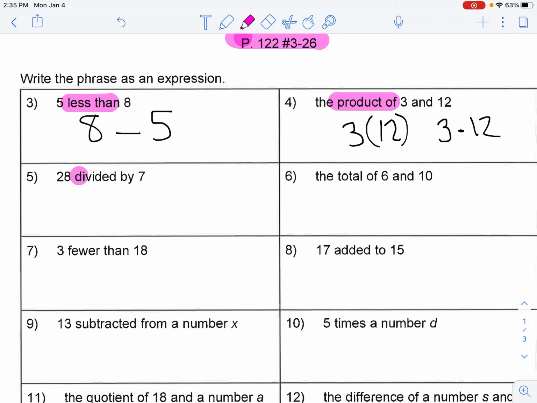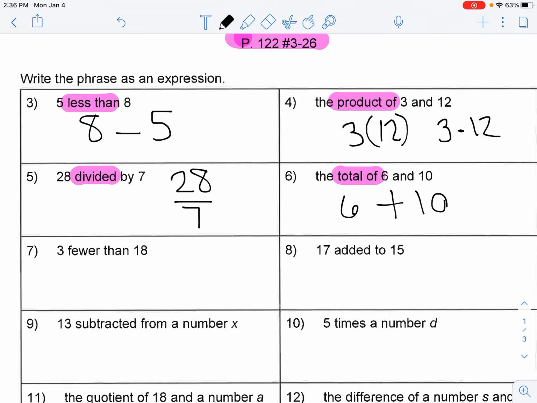Number 5, 28 divided by 7. So in 6th grade math, we're using a fraction bar to show division. So 28 divided by 7 would be 28 on the top of the fraction bar with a 7 on the bottom. The total of 6 and 10, total of means addition. So here we're simply going to add 6 plus 10.